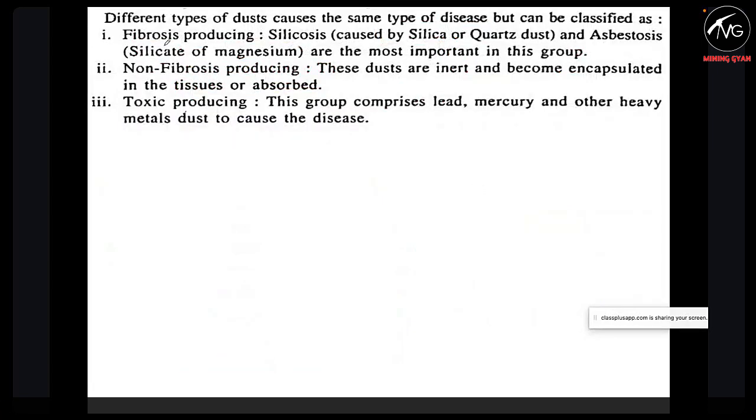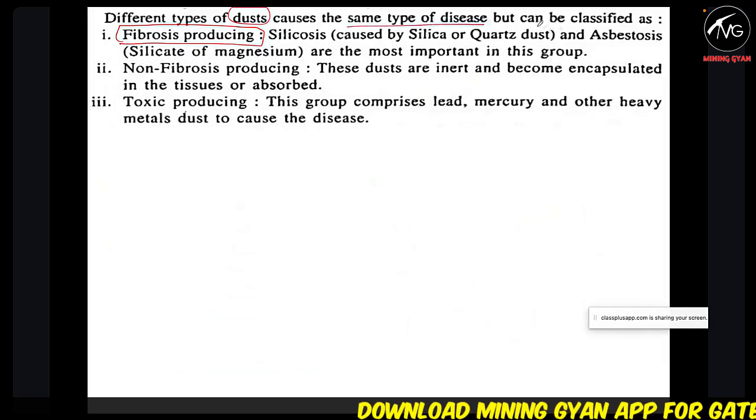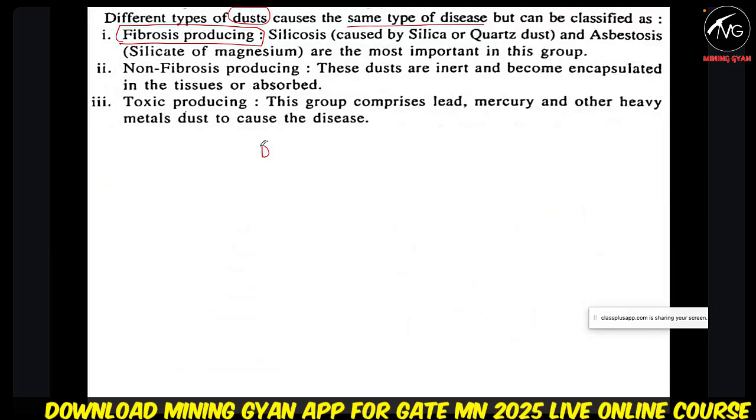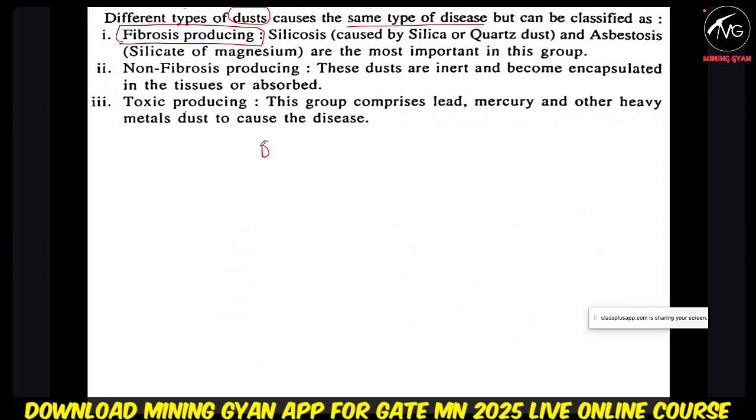Now fibrosis producing. What is fibrosis? Different types of dust cause the same type of disease, but they can be classified. What does it mean? Suppose coal dust or OB dust, they can create the same disease, but they are fibrosis. So you should remember fibrosis and toxic producing.